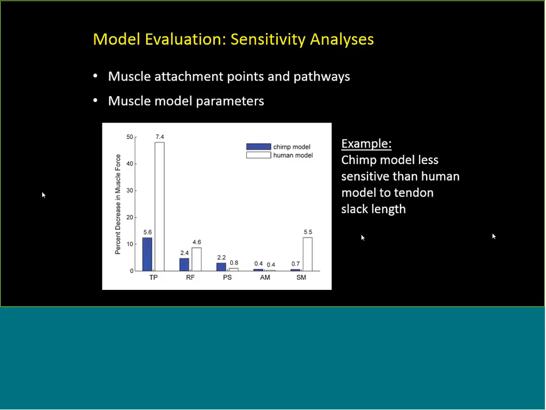the sensitivity to tendon slack length in terms of the force a muscle can produce is related to the relative length of the fibers versus the tendon. And one of the characteristics of chimpanzees is they tend to have relatively long muscle fascicles and relatively short tendons, whereas humans as a whole tend to have relatively longer tendons and shorter fibers. So this reduced sensitivity to tendon slack length is a good thing in terms of model performance because there's some uncertainty about the tendon slack length, but it's also a characteristic that makes sense when you think about the differences in muscle architecture between humans and chimpanzees.